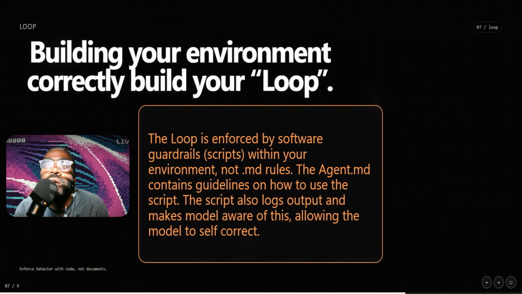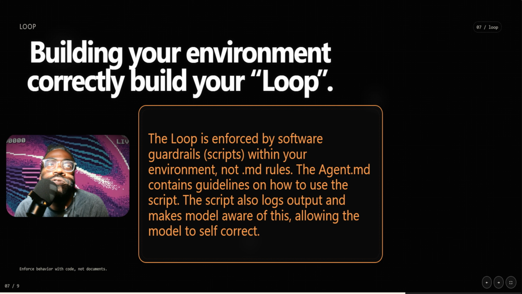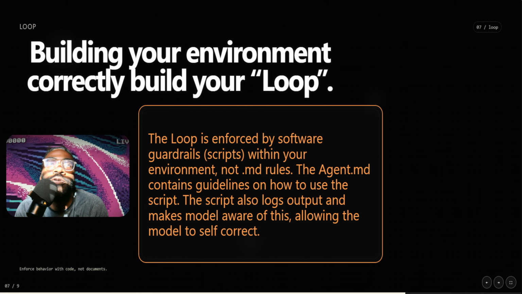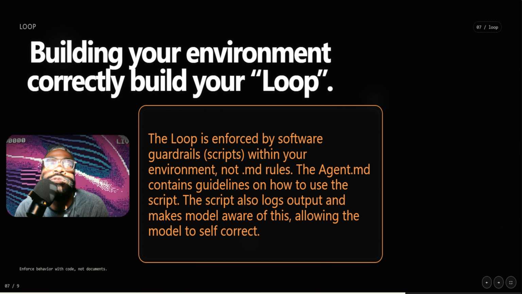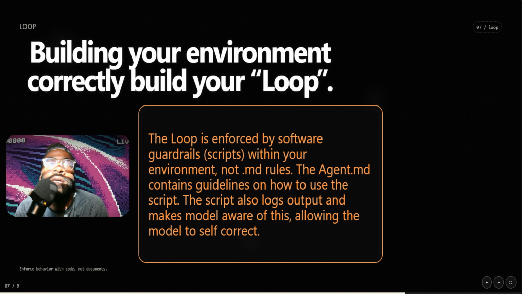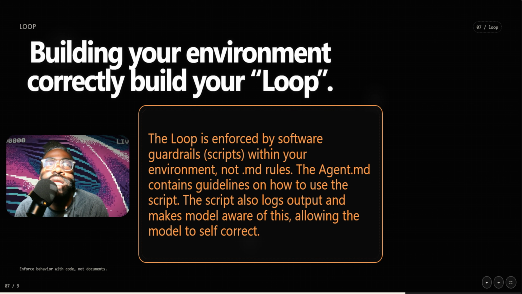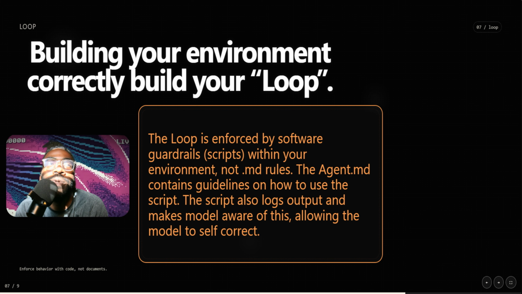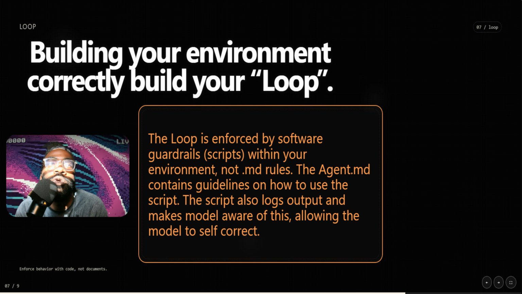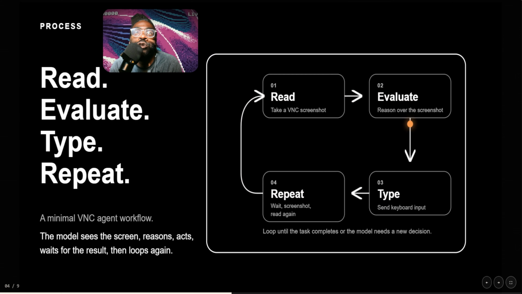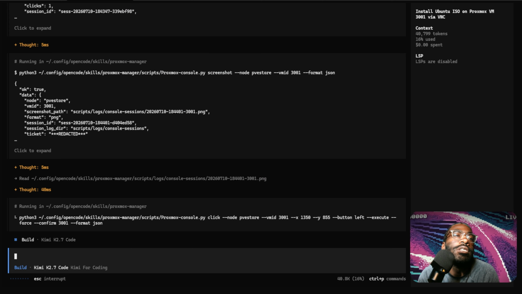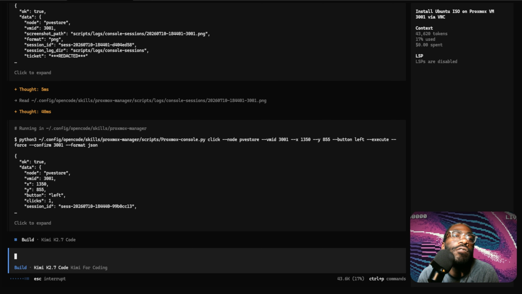Earlier we talked about how if you built your environment right, the environment itself becomes the loop. The scripts and the guidelines from your agent.md will put the agent naturally in its own loop and let it iterate until it achieves what you want. The Proxmox Manager VNC console does exactly that. It places the agent in a Read-Eval-Type-Repeat loop, and you can see it inside the output of the agent.